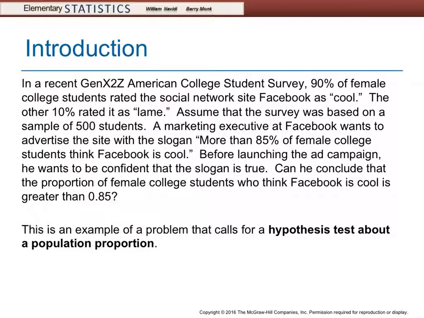A marketing executive at Facebook wants to advertise the site with the slogan, "More than 85% of the female college students think that Facebook is cool." Before launching the ad campaign, he wants to be confident that the slogan is true. Can he conclude that the proportion of female students who think Facebook is cool is greater than 0.85? This is an example of a problem called a hypothesis test about a population proportion.